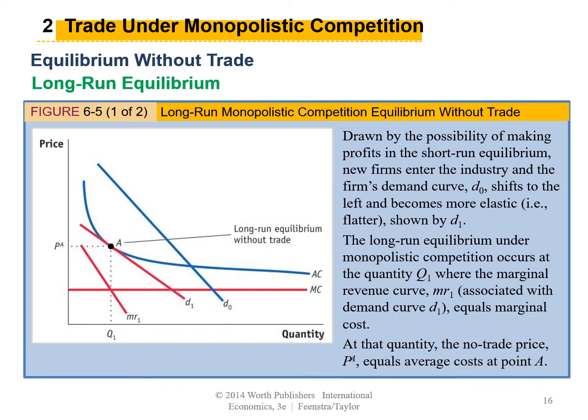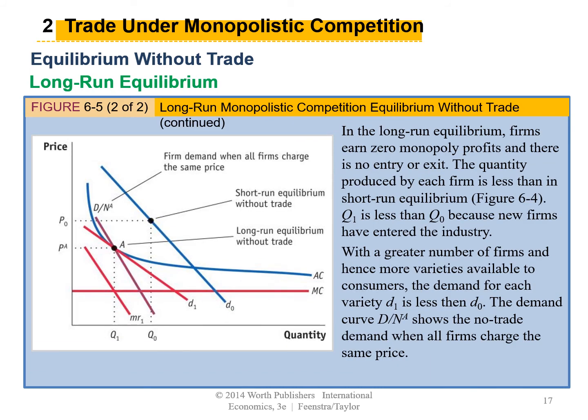Let's suppose that there is no international trade. So you have the market for this good, and you have a firm producing one kind of variety, and initially it has the market to itself internally inside the country. This is the long run monopolistic competition equilibrium without trade.